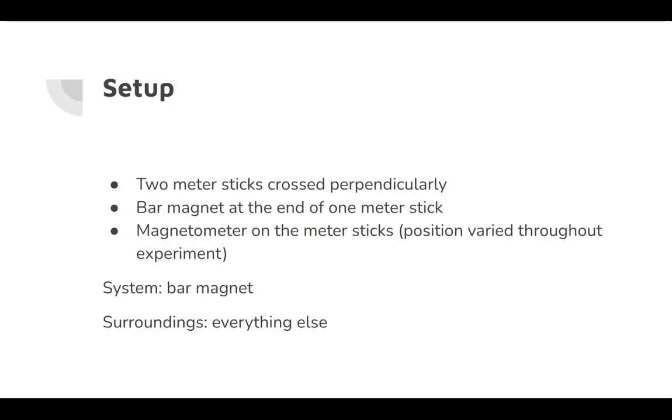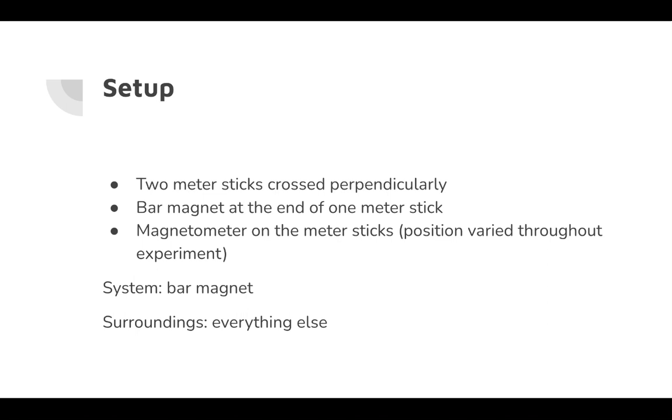So for the experiment, we set it up by crossing two meter sticks perpendicularly to create a coordinate axis of sorts. And then at the end of one of the meter sticks, we put a bar magnet. And then in the middle of the meter sticks, we used our phones, and we had an app on it that was acting as a magnetometer and was measuring the magnetic field.